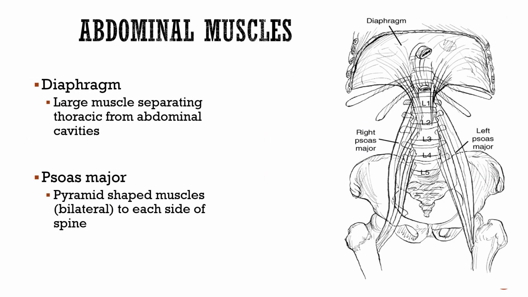The diaphragm is the large muscle separating the thoracic from the abdominal cavities. It's very important that we note that any organs that are not in the abdominal cavity are going to be in the thoracic, and the two should not be together. We shouldn't have a hiatal hernia, for example. We have psoas muscles, which is a muscle also. These are large, pyramid-shaped muscles that are bilateral and on either side of the spine.